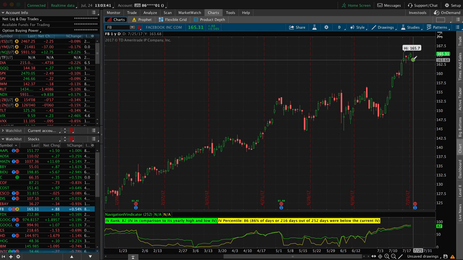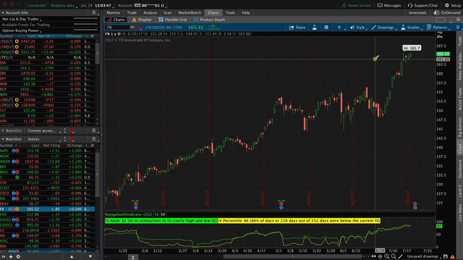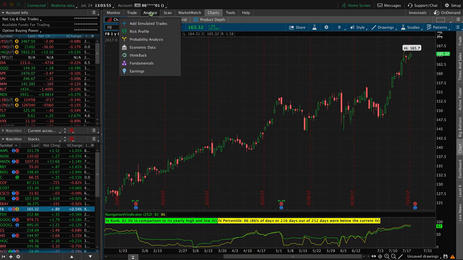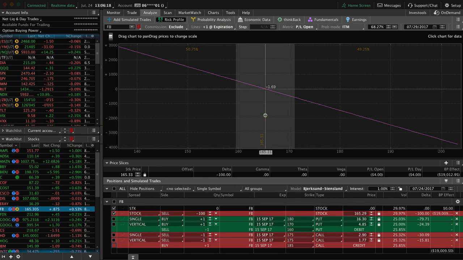So if you take that assumption, then you want to figure out, okay, what's the best trading vehicle? What's the best strategy for me to use to get short Facebook? Let's take a look at the different examples and go through each one to see what makes the most sense. So the first strategy we'll look at is selling stock.